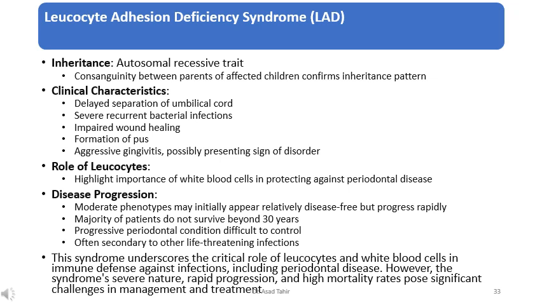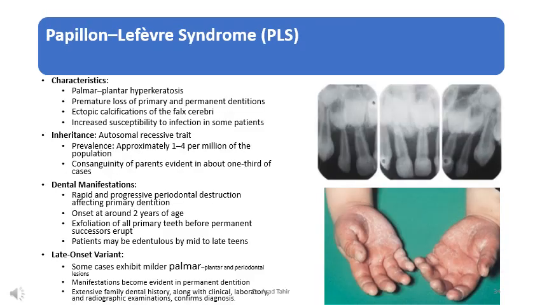The majority of patients do not survive beyond 30 years. Progressive periodontal condition difficult to control. Often secondary to other life-threatening infections. This syndrome underscores the critical role of leukocytes and white blood cells in immune defense against infections, including periodontal disease. However, the syndrome's severe nature, rapid progression, and high mortality rates pose significant challenges in management and treatment.